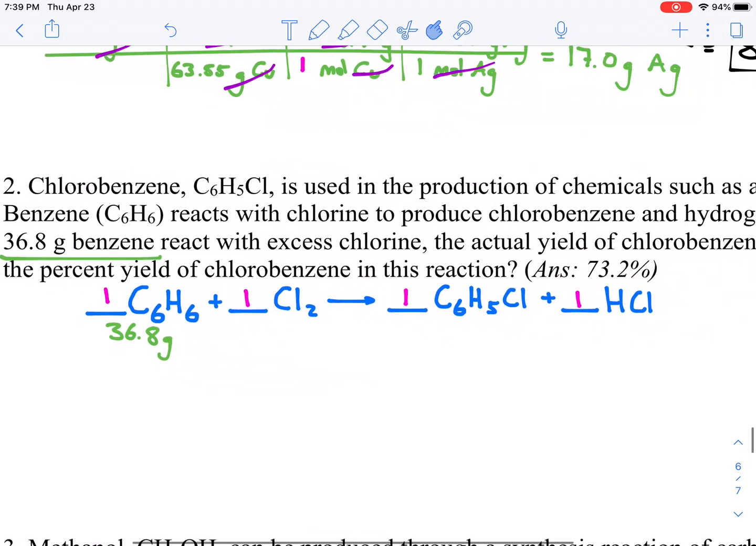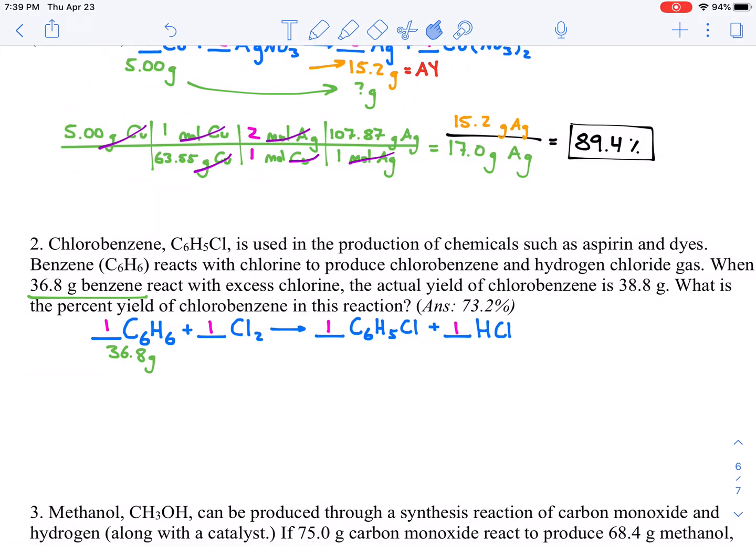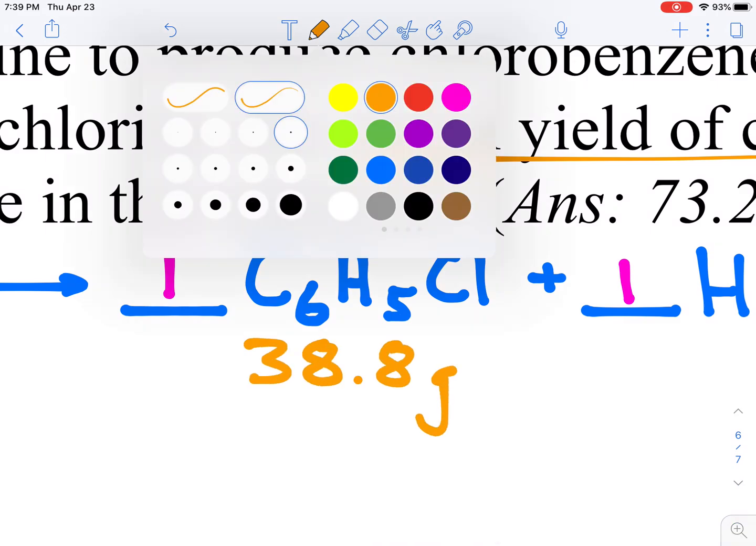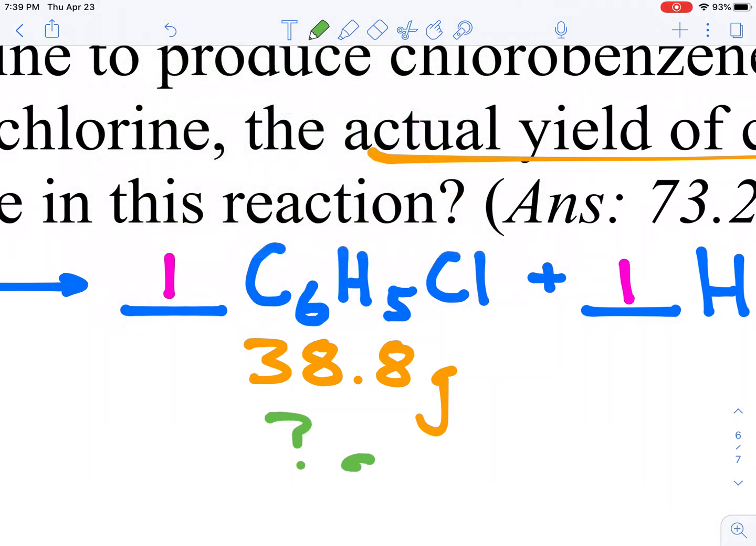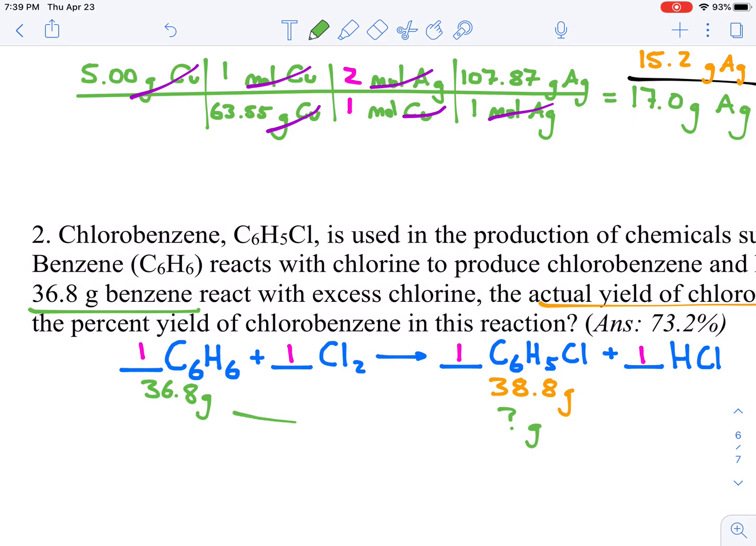We're going to figure out, if everything goes absolutely perfect, which product we can make. So how do we know which product we can make? Because it says the actual yield of chlorobenzene is 38.8. So that tells us that we're actually going to make 38.8 grams of this. But it also is a clue that we need to figure out how many grams of this we can make, because that's the product that we are given an actual yield for. So let's do that with stoichiometry.